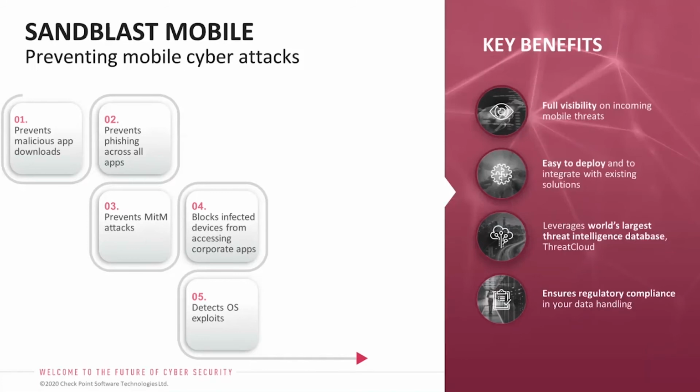And the key visibility from here is it gives you full visibility of incoming mobile threats. It's really simple to deploy. We've got a couple of solutions to do that. It makes it really nice and easy. We leverage the world's largest threat intelligence database, which is Threat Cloud. We do about 86 billion security decisions a day, which is massive. When you compare that to something like Google, which does 6 billion searches a day, we're doing a lot of security decisions just in one day.